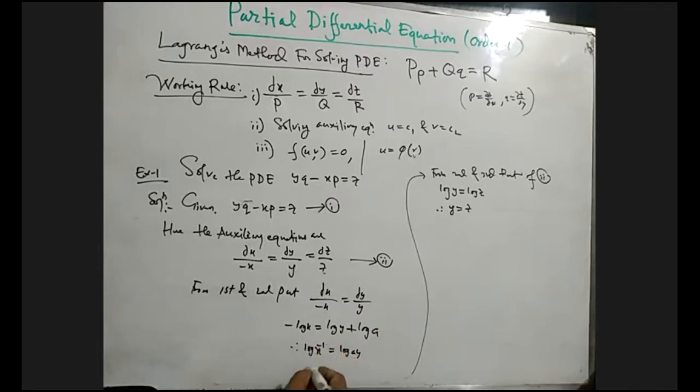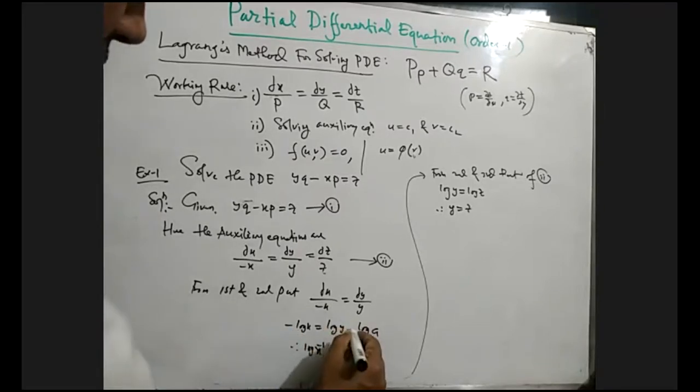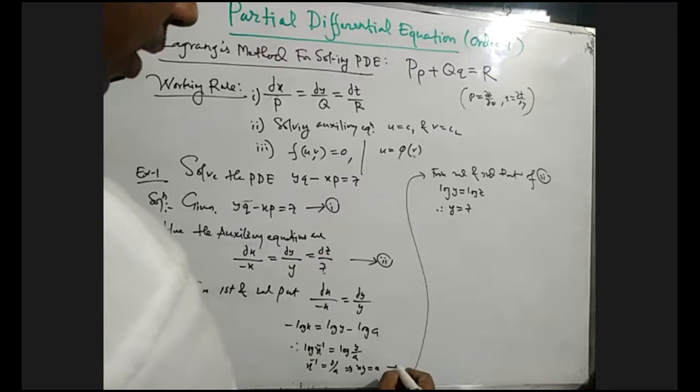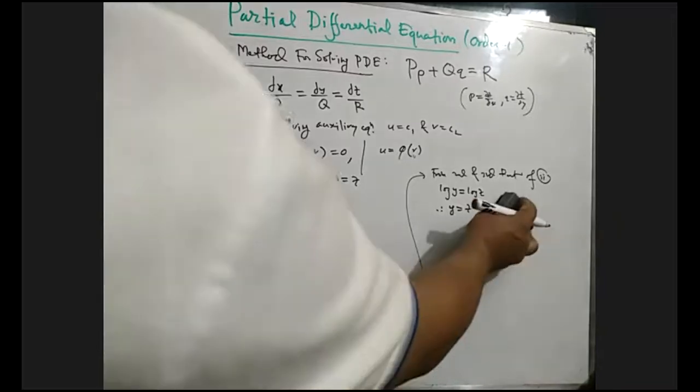Removing log from both sides, we get, you can take this as a minus. So this will become y divided by a. Okay. So x inverse equals to y divided by a. So xy equals to a. This is equation number 3.